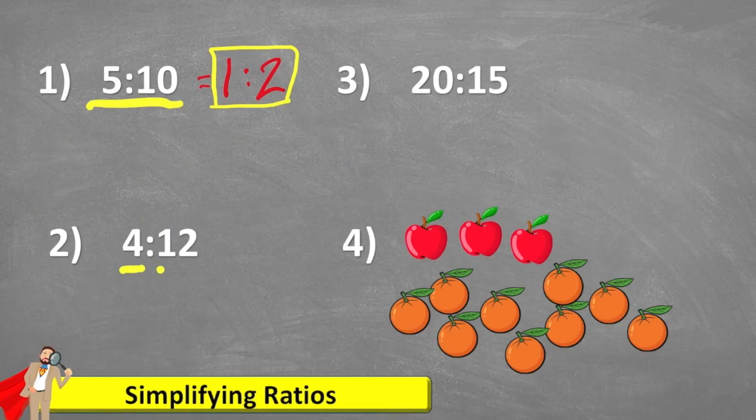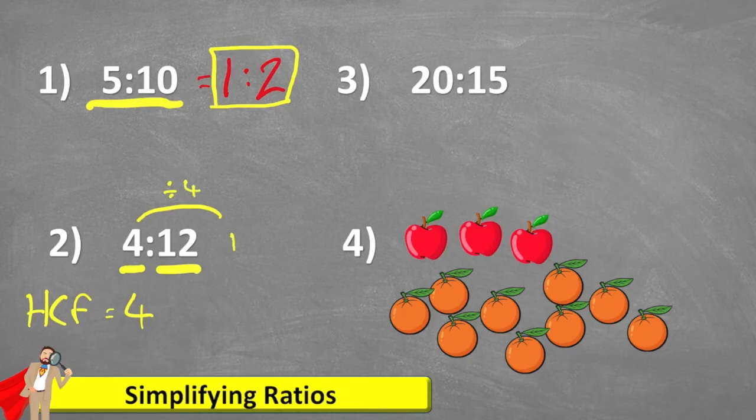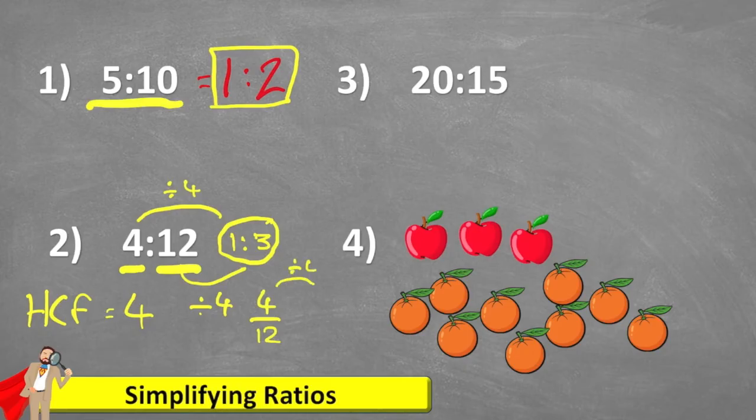So my ratio at the moment is 4 to 12. Well, again, I'm going to look for my highest common factor, and the highest common factor of 4 and 12 is 4. So if I divide my 4 by 4, I'll be left with 1, and if I divide my 12 by 4, I'll be left with 3. So 4 to 12 is equivalent to 1 to 3, but 1 to 3 is its simplest form. Let's just double check that with the fraction version, which would be 4 over 12. 4 divided by 4 is 1, and 12 divided by 4 is 3. 1 over 3 is the same as saying 1 to 3.